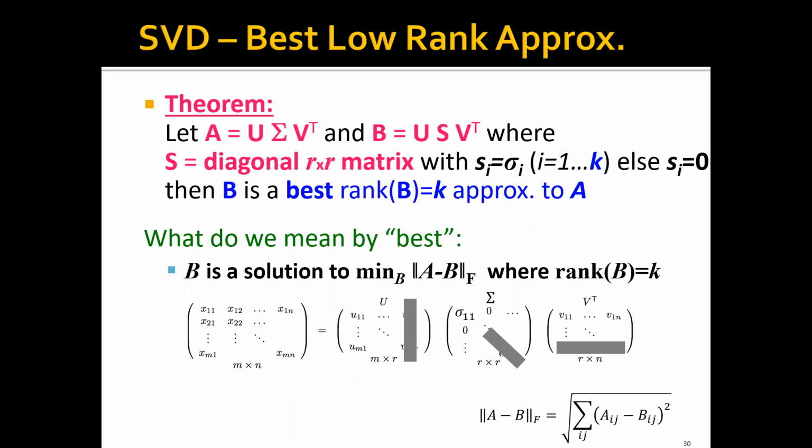So what do we mean by best here? Remember that when we talk about best, we mean that we have the minimal reconstruction error in terms of Frobenius norm. So basically, we're saying that B is a solution to the following optimization problem, where we minimize the Frobenius norm of A minus B, where the rank of B equals k.